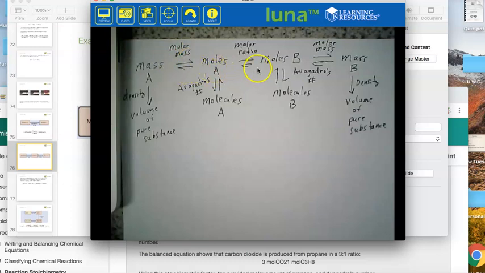Okay, and so you can go from mass of aluminum to moles of aluminum to moles of iodine, and then moles of iodine to mass of iodine using molar mass if that's what they want.